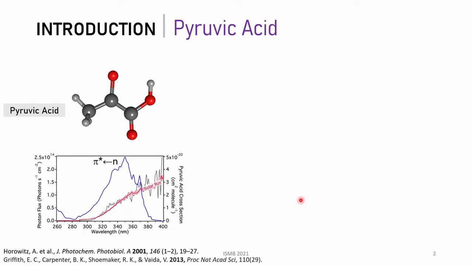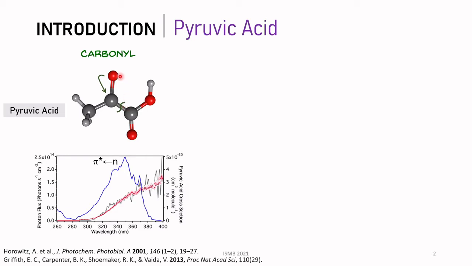Now, pyruvic acid originates mainly from plant sources and is present in the lower atmosphere, but what makes it unique is that it's lost mainly through photodissociation and not chemical reactions, unlike some other VOCs. This is because the first excited state absorption spectrum overlaps with the solar flux. This band is an n-pi star-type transition, and traditionally in ketones, this excitation leads to a C-C bond fission, also known as Norrish type 1 reaction.